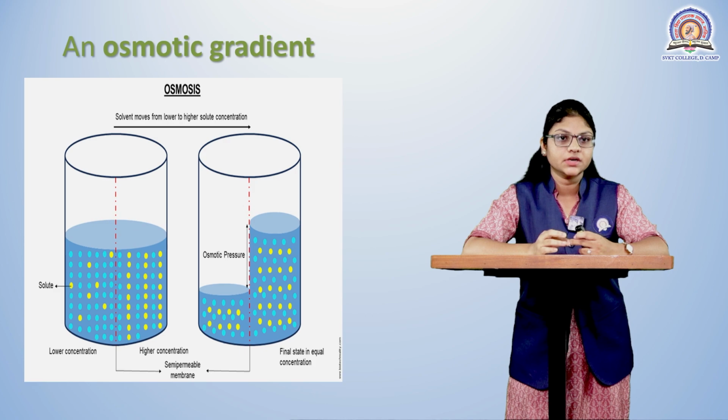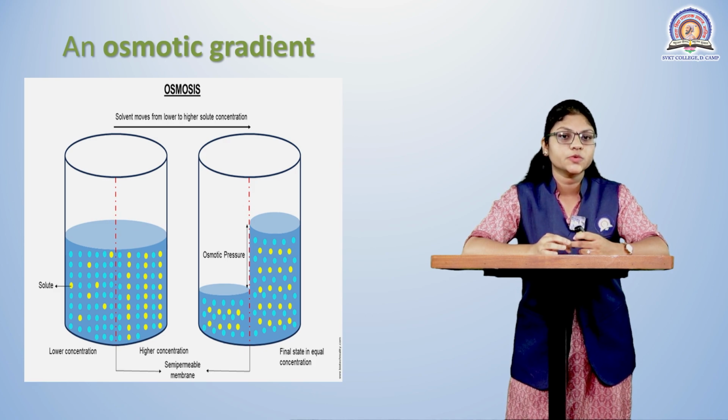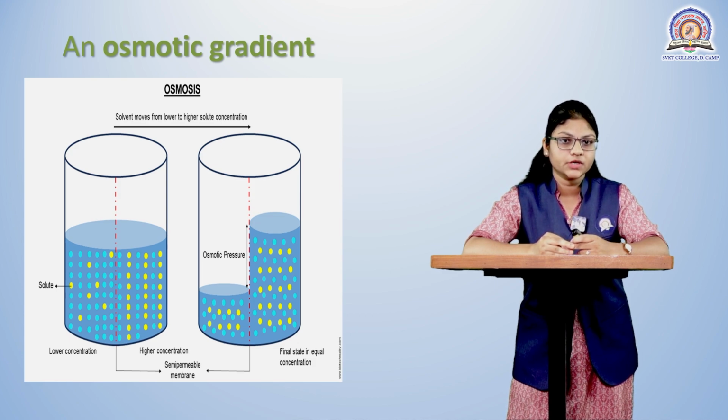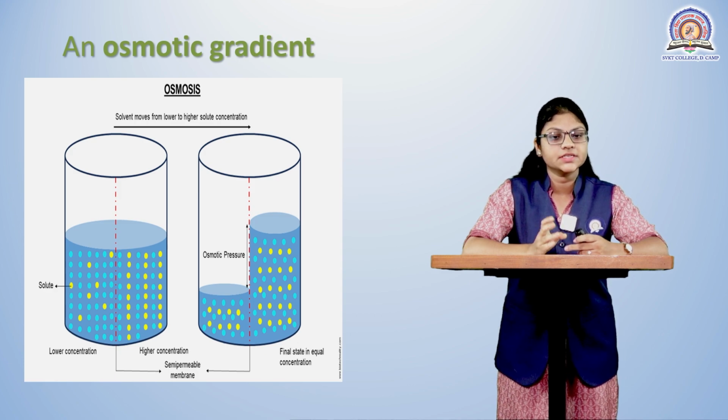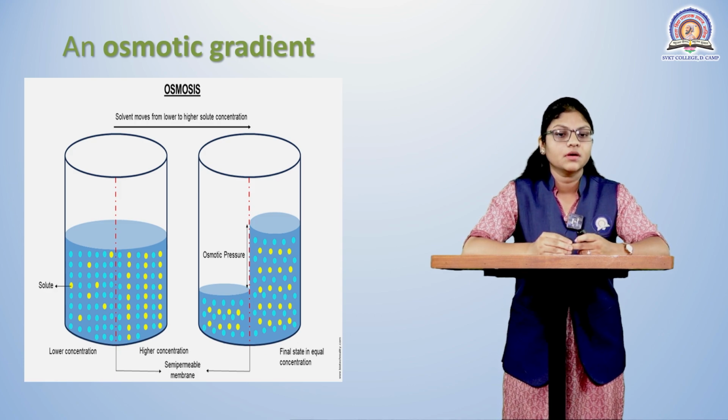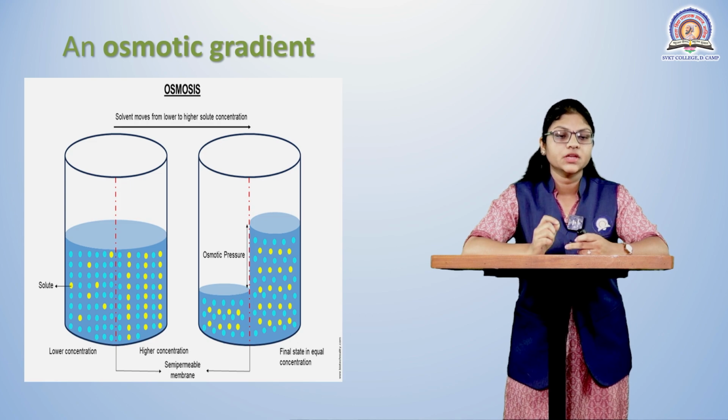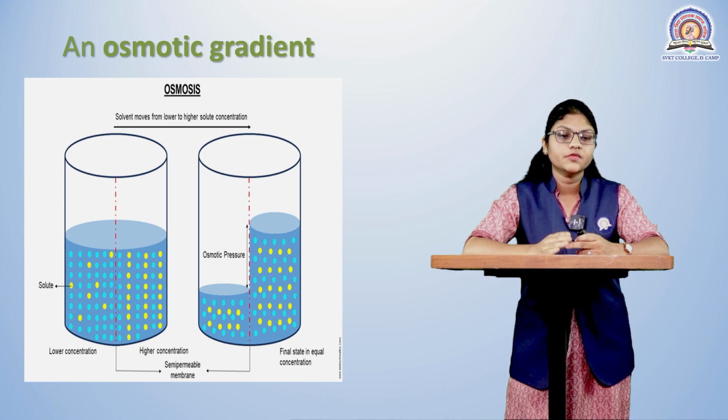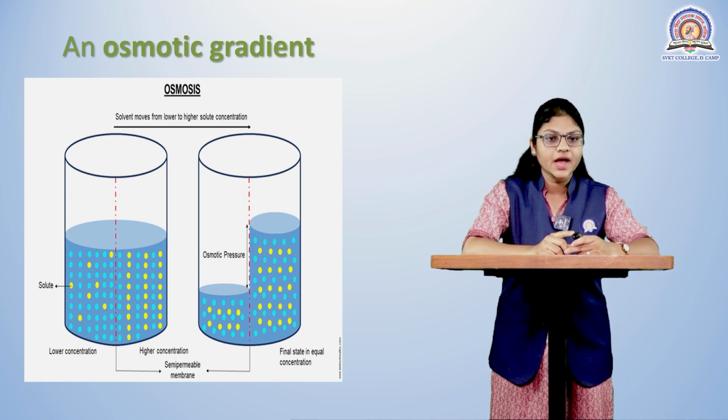This diagram shows the osmotic gradient. Osmosis means that the solvent, that is water, moves from lower to higher solute concentration. In the first jar, we can see a partition created by the semi-permeable membrane. The yellow dots show the solute particles. On one side there is a low solute concentration, and on the other side a high solute concentration. At that time the water starts moving from low concentration to high concentration.